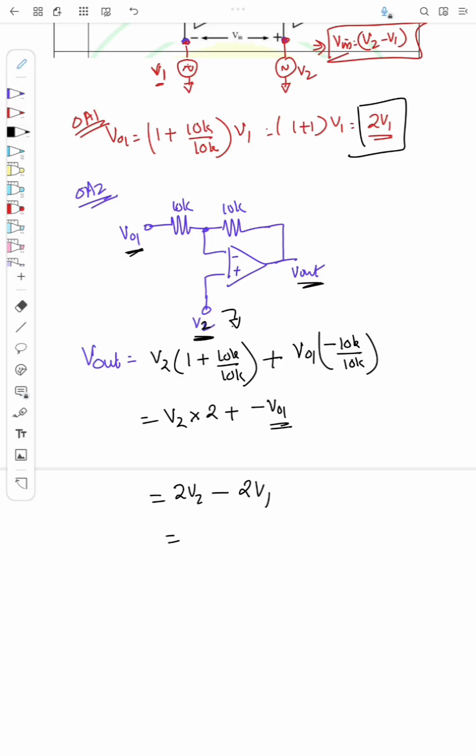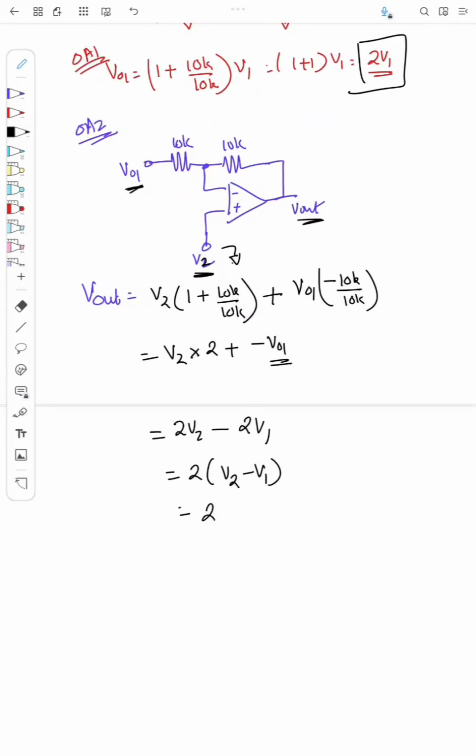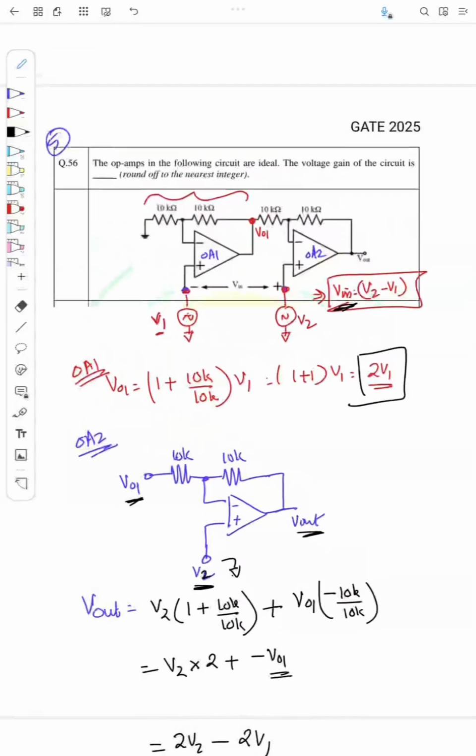It is 2V1, so I'll take 2 outside. It is 2 into (V2 minus V1). So what is V2 minus V1? That was actually Vin, right? So 2 into Vin, that is Vout. So the question is to find the gain, that is Vout by Vin. So what is Vout by Vin? That is equal to 2. So the gain of the circuit is 2.